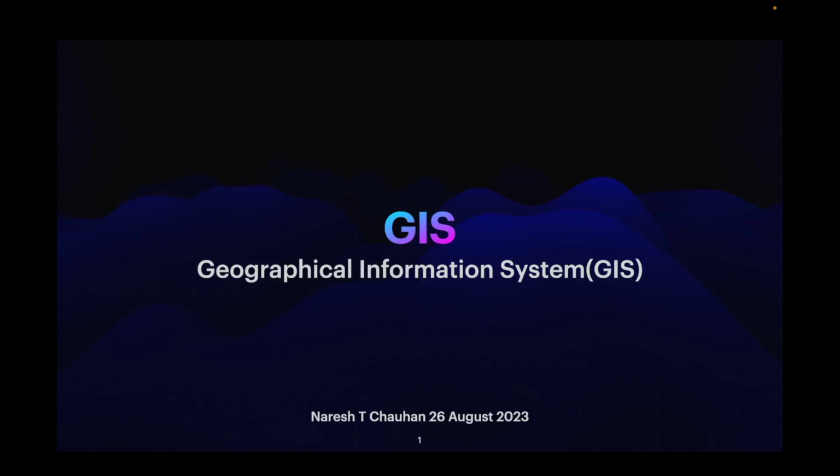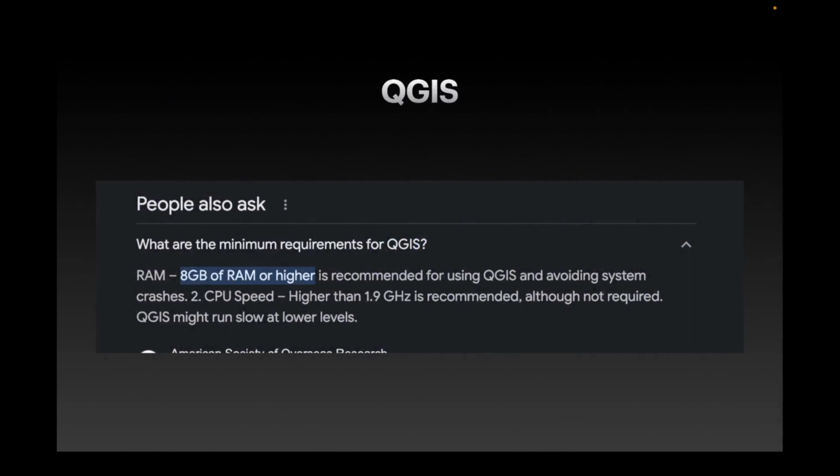For this tutorial, we are going to use QGIS. It is open source and freely available software. You can use it as many times as you want, unlike ArcGIS Pro, which costs $100 annually. These are the system requirements. A minimum of 8 GB of RAM is recommended to work very smoothly and without any glitch.